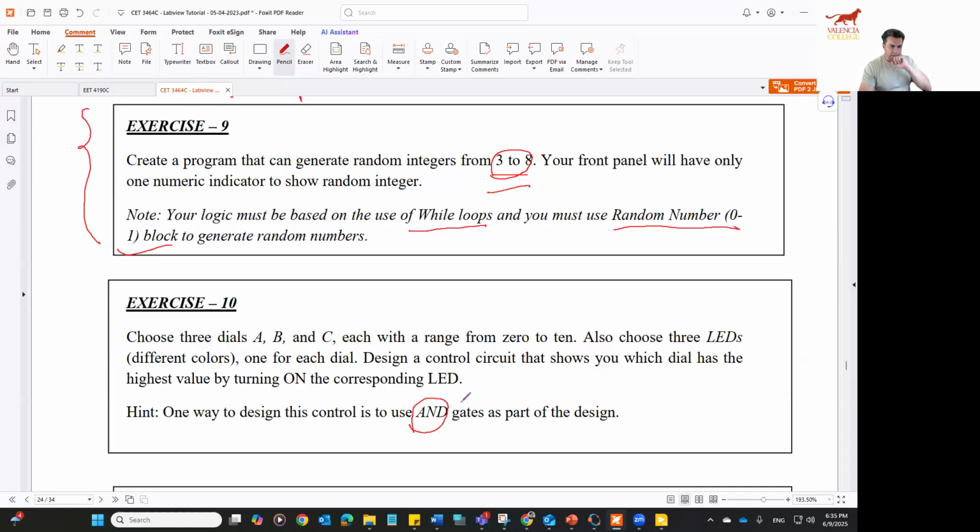So that's your exercise 10. Whatever logic you're applying for A, you're going to apply the same logic for B, and the same logic for C. So the logic is repeated for each dial. It's the same logic, but repeated for each dial.